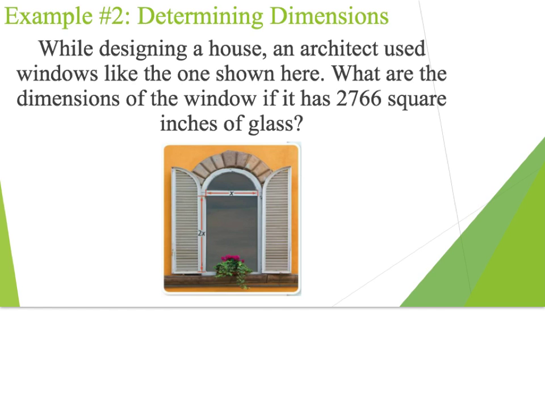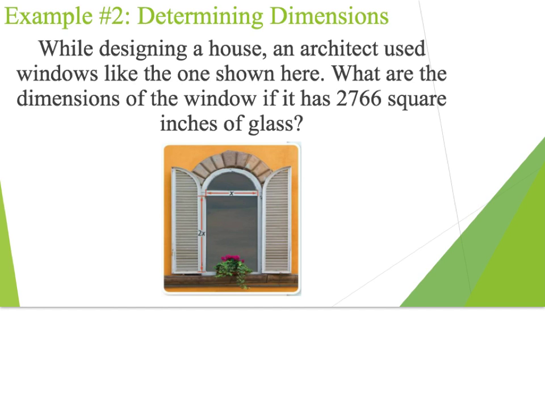Alright, in example 2, it says, while designing a house, an architect used windows like the one shown here. What are the dimensions of the window if it has 2,766 square inches of glass? If the architect has 2,766 square inches of glass to complete the two pieces of the window here, then technically we're talking about area. So we have two figures here. One is a rectangle and one is a semicircle.